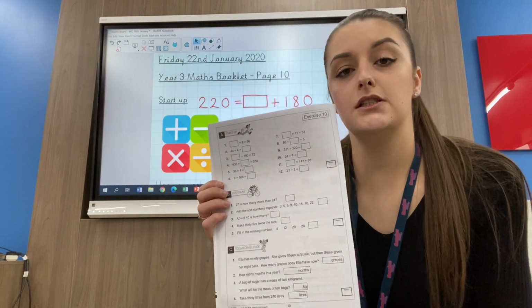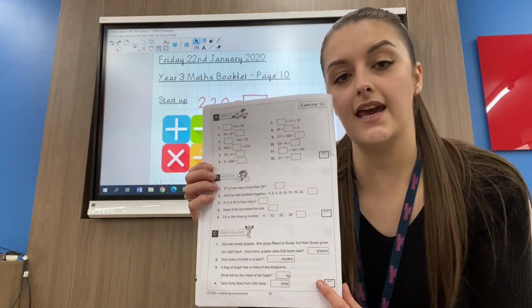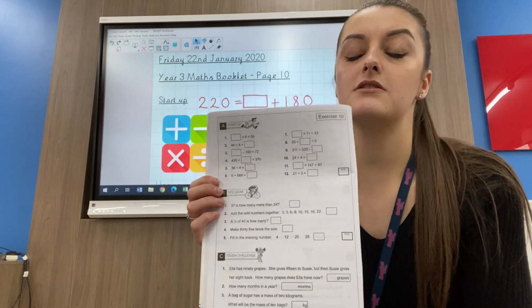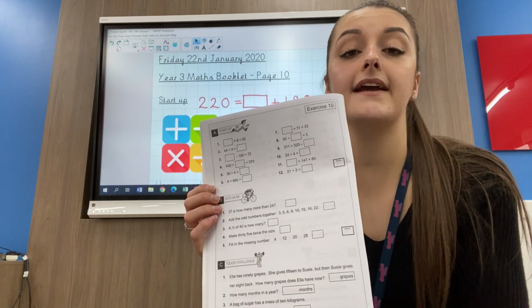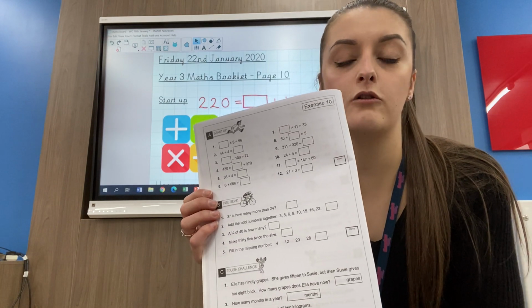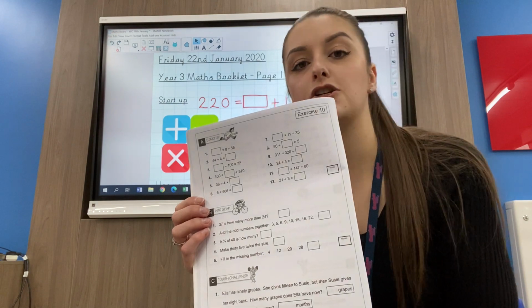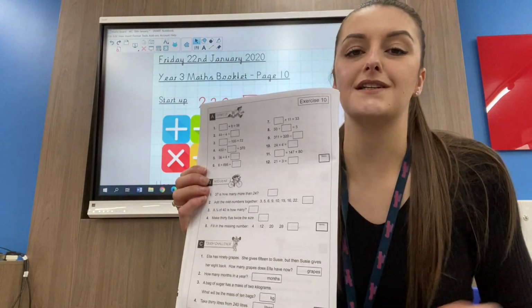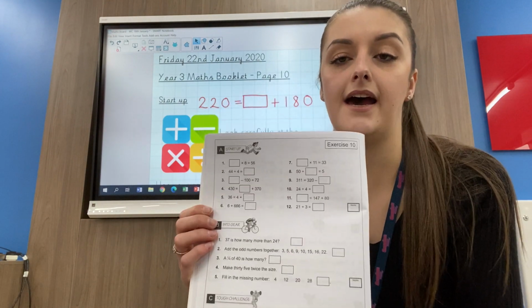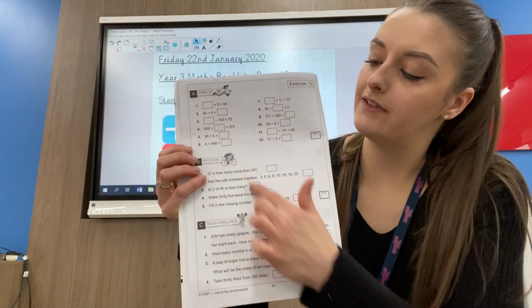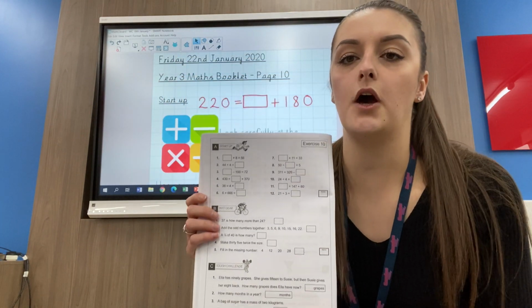And if you want to challenge yourself, remember once you've completed it, go and complete a time yourself test, which starts on page 29, but I know lots of you are already completing the ones on page 30 and 31, so you can continue with the next test there. But first of all, let's have a little look at some of the questions we've got here today.